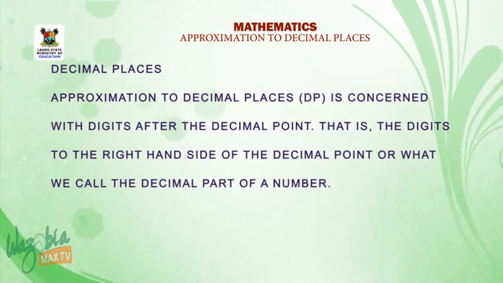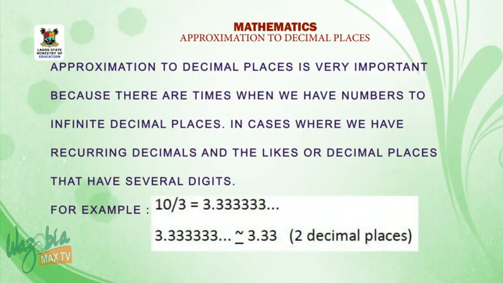Next, we shall be looking at decimal places. Approximation to decimal places, DP, is concerned with digits after the decimal point, that is, the digits to the right hand side of the decimal point, or what we call the decimal part of the number. Approximation to decimal places is very important because there are times when we have numbers to infinite decimal places, in cases where we have recurring decimals and the likes, or decimal places that have several digits.